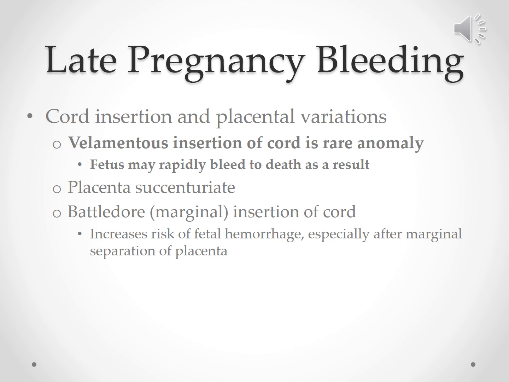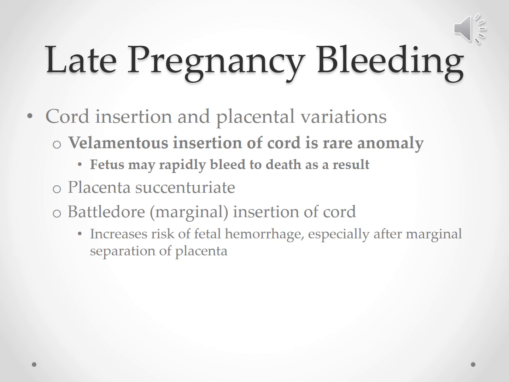Alright, so now we're going to talk about bleeding that can be associated with cord or placental variations. Vasa previa or velamentous insertion of the umbilical cord is not a very common thing. It has been associated with placenta previa or multi-fetal pregnancy. In a vasa previa, the umbilical vessels branch out at the membranes. They may even course through the membranes and go into the placenta.